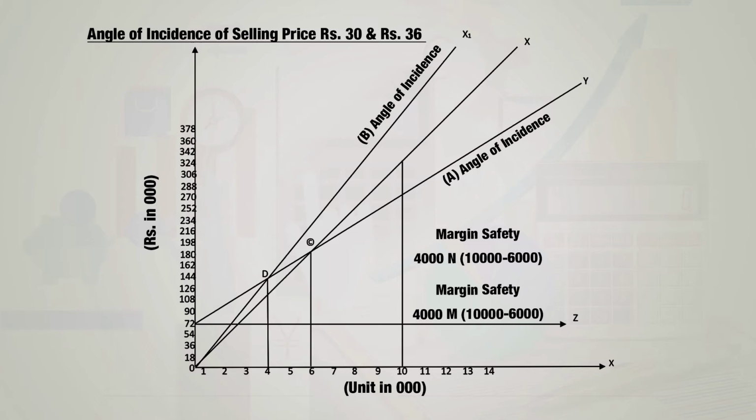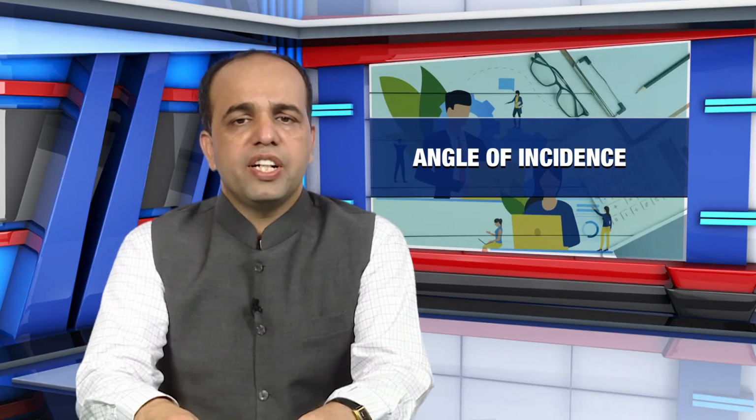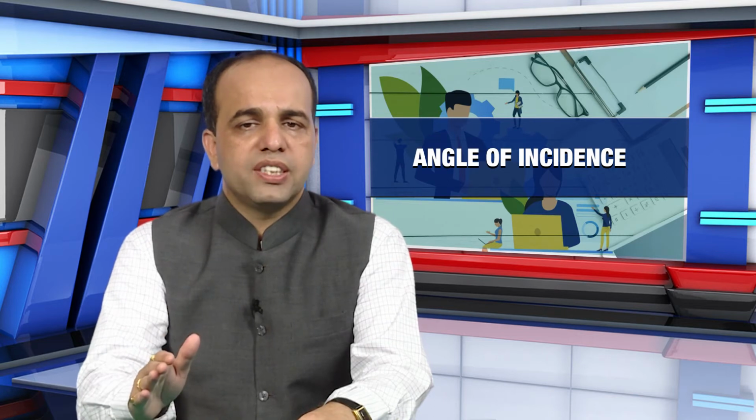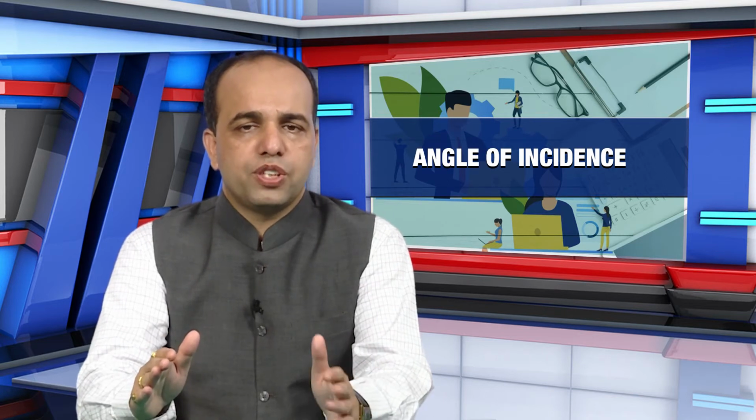Friends, what are the main results? Angle of incidence at selling price of rupees 36 is greater than angle of incidence at selling price of rupees 30. The difference indicates higher profit at selling price of rupees 36. The break-even point at selling price 36 is 4,000 units. At selling price 30, it is 6,000 units. This is in favor of a company. The difference between actual sales and break-even point sales is known as margin of safety.